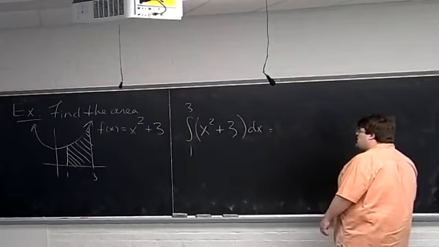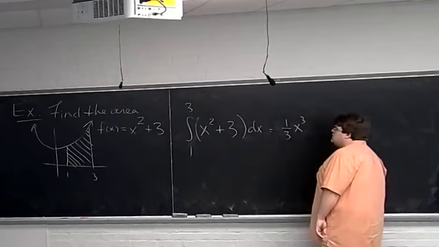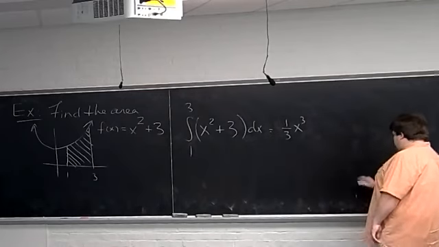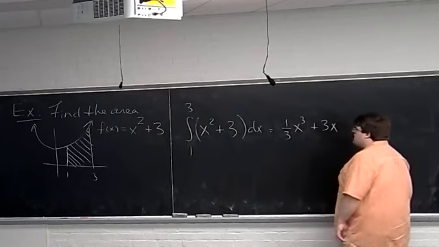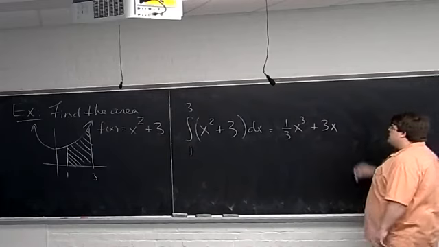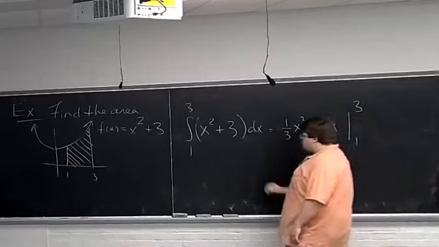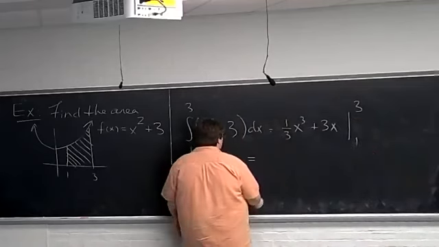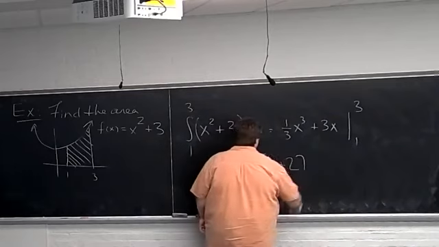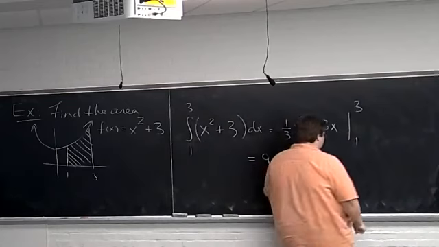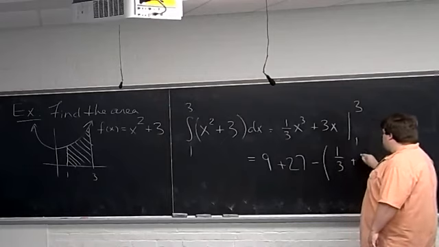And what does this equal? Well, the antiderivative is one third x cubed. Derivative of 3x is 3, so one third x cubed plus 3x. Evaluate from 1 to 3. What do we get? 3 cubed is 27, divided by 3 is 9. 3 times 3 is 27. Subtract what we get when we evaluate at 1.